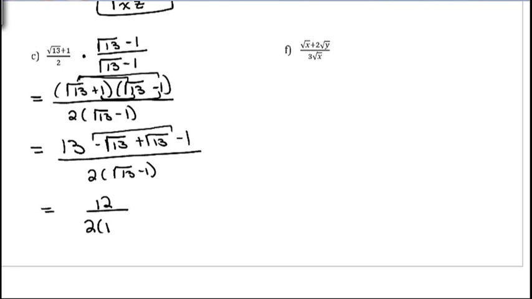And then we have 2 times the quantity square root of 13 minus 1. And this is why I like to leave this factored, because now I can cancel the 2 with the 12. 2 goes into itself once, and into 12 6 times, and so we get 6 over the square root of 13 minus 1.